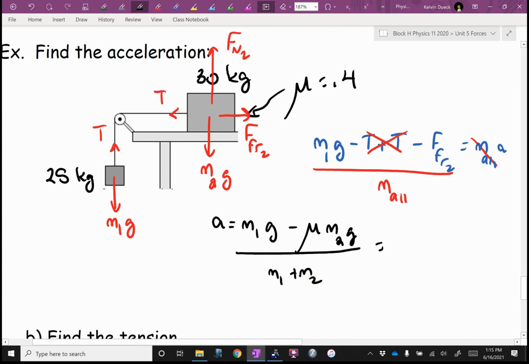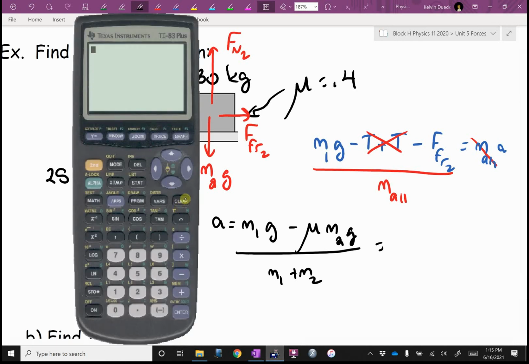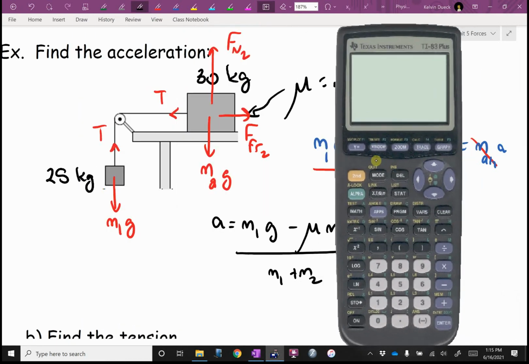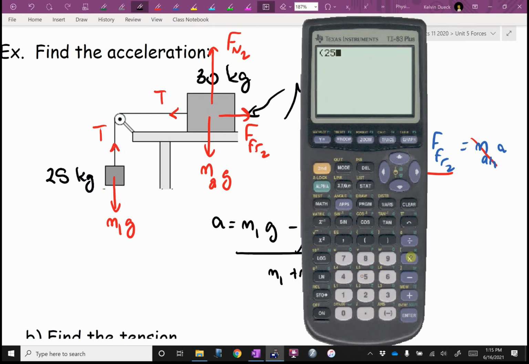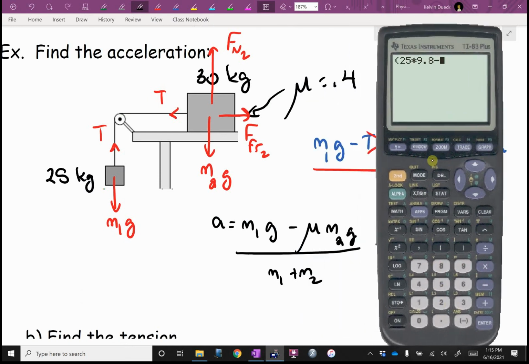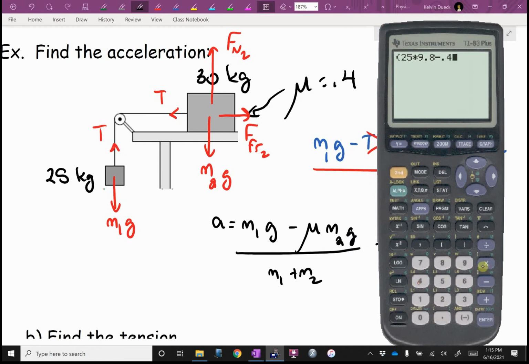Normally, I would write out my numbers next, but I'm running out of room and I'm trying to keep this all on one screen for you. So I'm going to be a little bit bad and go straight to my calculator. On a test, I would still write it out. It's going to be 25 times 9.8 minus, what was mu? 0.4 times 30 times 9.8, close bracket, divided by 25 plus 30, close bracket.